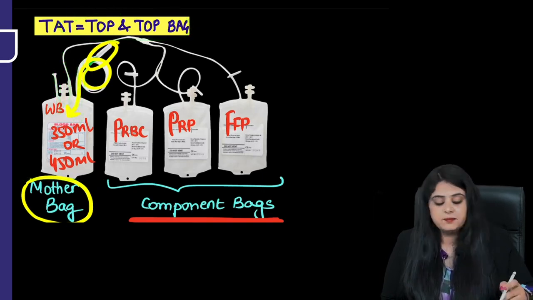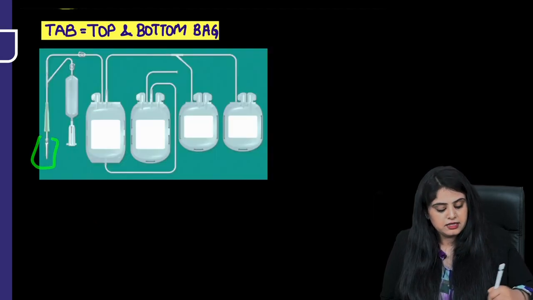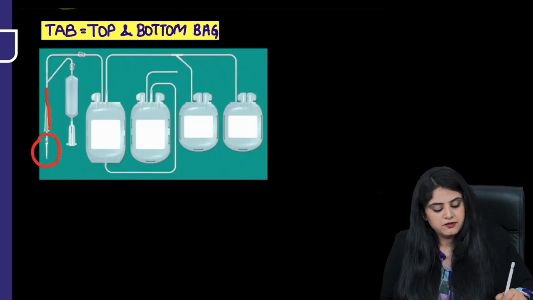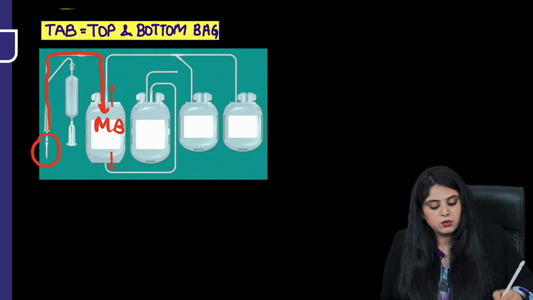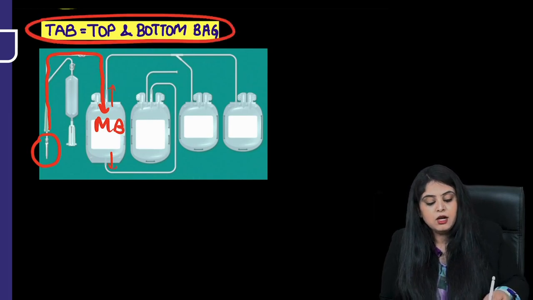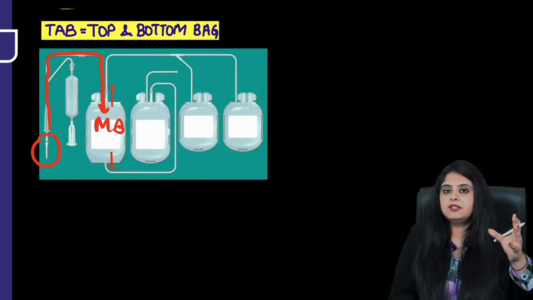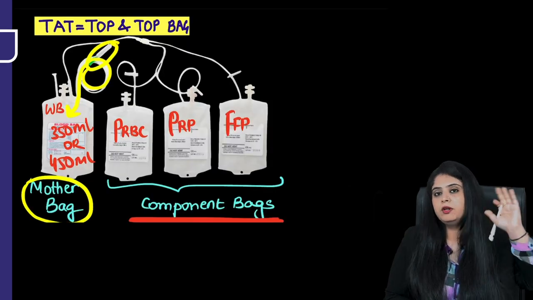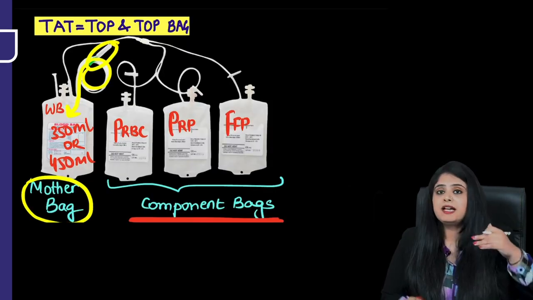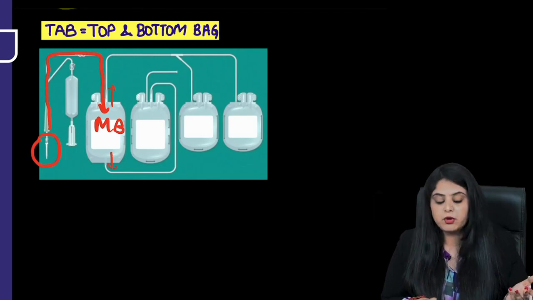Whereas look at the next one. Over here, this was the needle. Okay, ma'am, this is the needle, and you said needle will go into the mother bag. This is the mother bag. But over here, tubings are at the top also, tubings are at the bottom also. So this becomes a TAB bag, top and bottom. So simple, look at the mother. If mother has tube upar, all upar, that is top and top. If mother bag has tube upar, neeche, that becomes top and bottom.